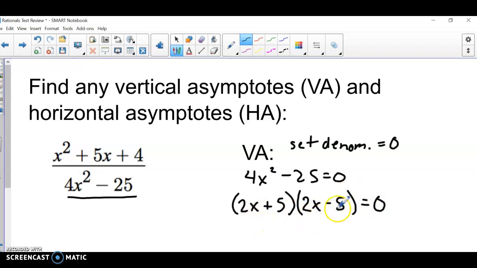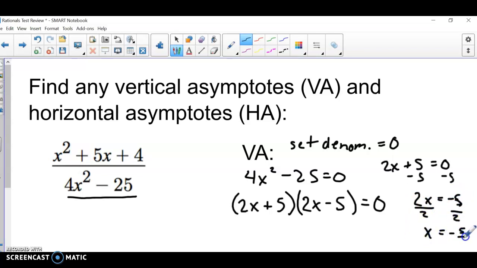So this is going to give me two solutions. I'm going to set each of these equal to 0. So I'm going to have 2x plus 5 equals 0. Subtract 5. I get 2x equals negative 5. Divide that by 2. I get x equals negative 5 over 2. And then for the other one, I've got 2x minus 5 equals 0. So I'm going to add 5 now. I'm just solving for x. So I get 2x equals 5. Divide that by 2. And I get x equals positive 5 halves.